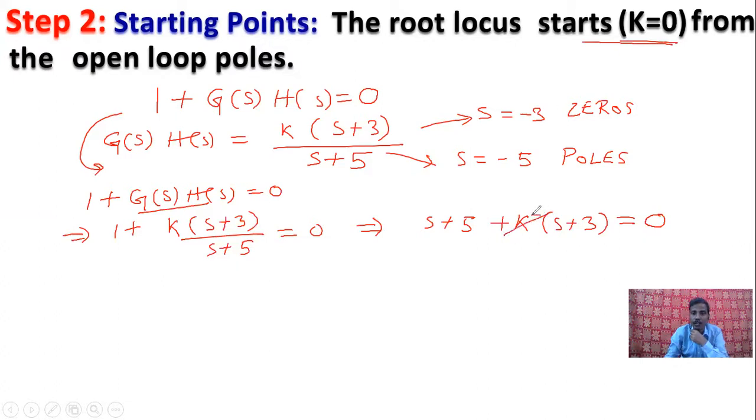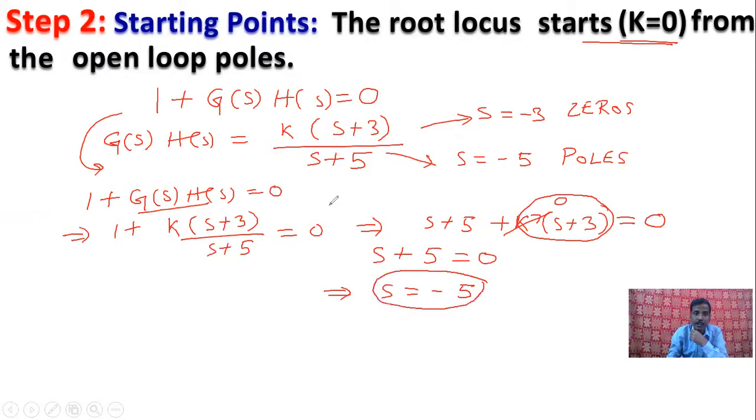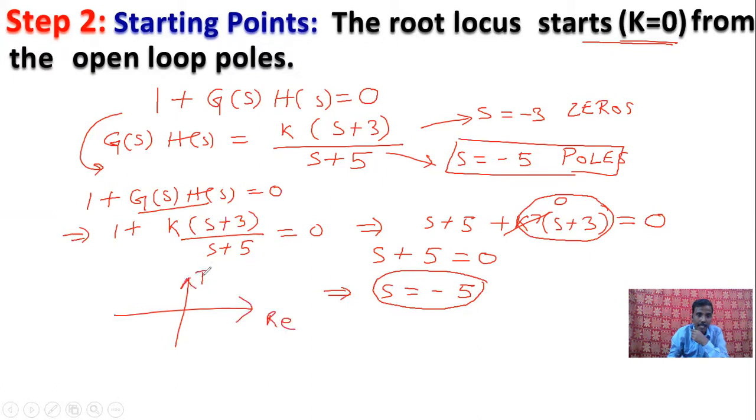So put k equals 0 here, then this value is 0, and we get s plus 5 equals 0, or s equals -5. This is the starting point, and s equals a minus point means pole position. If we consider this the real axis and this the imaginary axis, then this is the pole, s equals -5, at k equals 0.